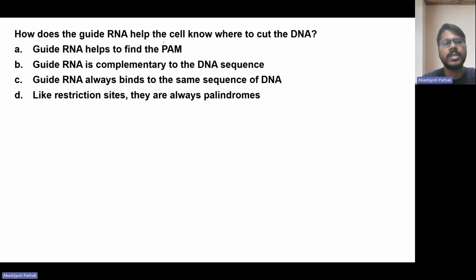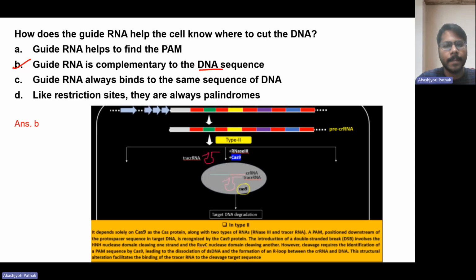How does the guide RNA help the cell know where to cut the DNA? The guide RNA has the spacer sequence, and this spacer sequence is complementary to the target DNA sequence. So the answer is option B. It is guiding the Cas9 protein as to which portion of the DNA is the target it has to attack. The answer is option B.